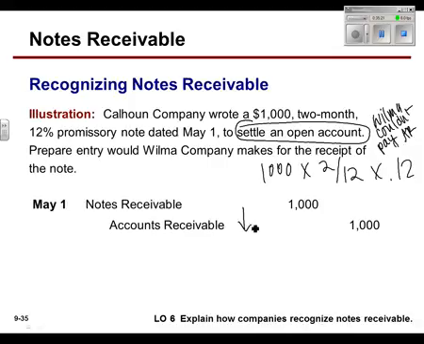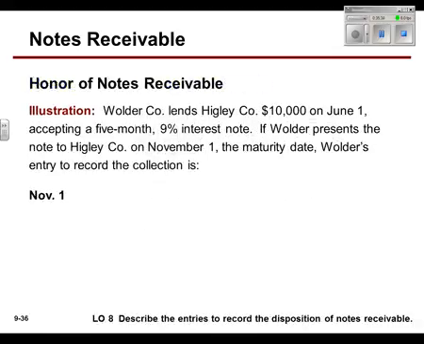So AR, this is like kind of wiping them out. AR is going to go down. They no longer owe us an AR. Rather, we're going to turn it into a different asset called a notes receivable. Pretty simple. Where's the 12% and 2-month deal there? That matters when they pay their bill.